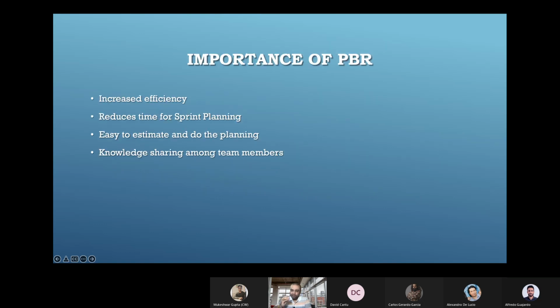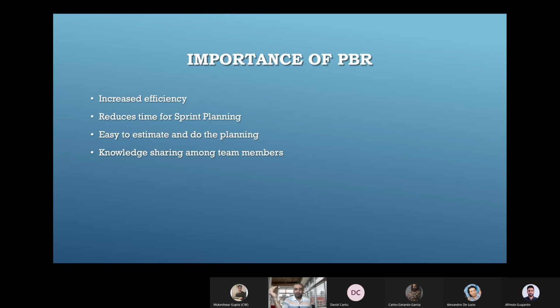Now, what is the importance of product backlog grooming? First and foremost, it will increase efficiency. Why? Because the process is very smooth. And if you have product backlog refinement, you will be working mainly on the MVP, minimum viable product initiative. You will be working on the prioritized items, and we will be very sure what needs to be done. So we will be focusing on the main thing. So obviously the efficiency is going to increase.